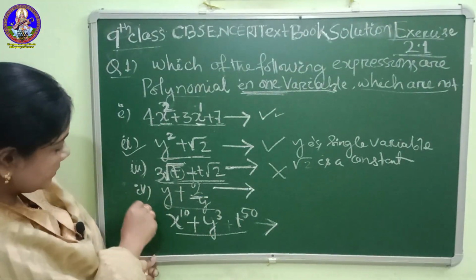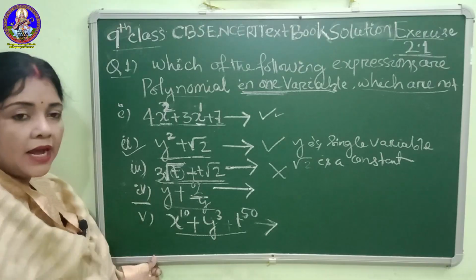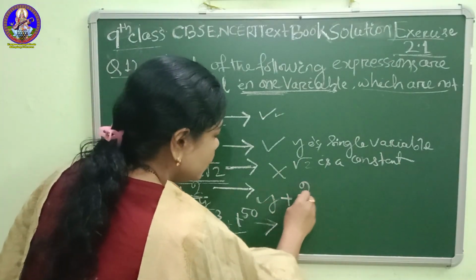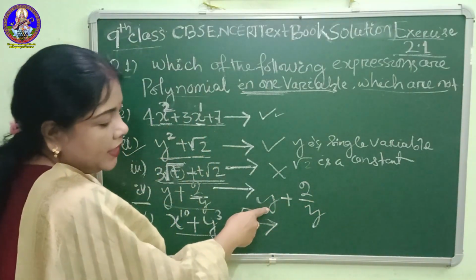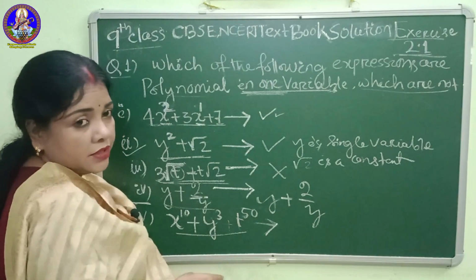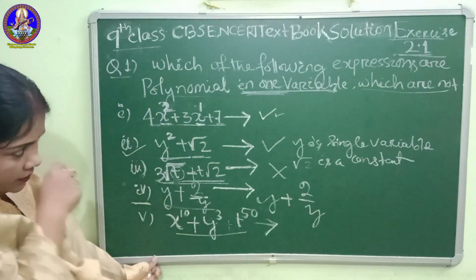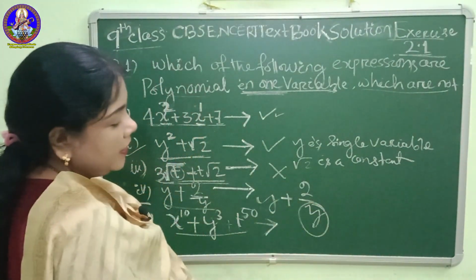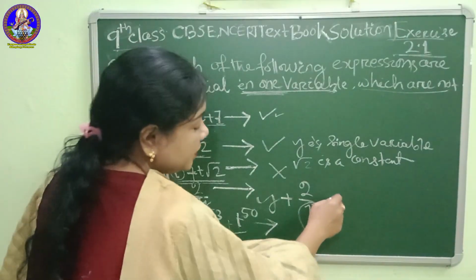Next, come to question number 4. Here the expression given is y plus 2 by y. Yes, y is a single variable, but it is also not a polynomial because the y remains in the denominator.